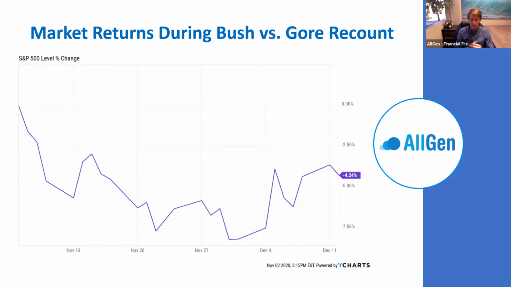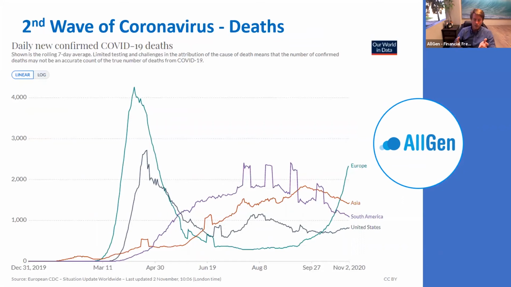So let's look at what we believe is the bigger concern right now, which is the second wave of coronavirus. As you can see here, this is looking at 4 different charts, 4 different regions of the world, and this is a chart on deaths of COVID-19.